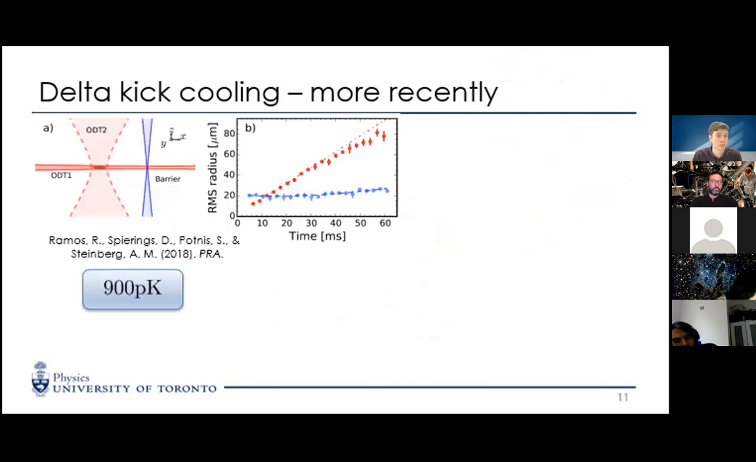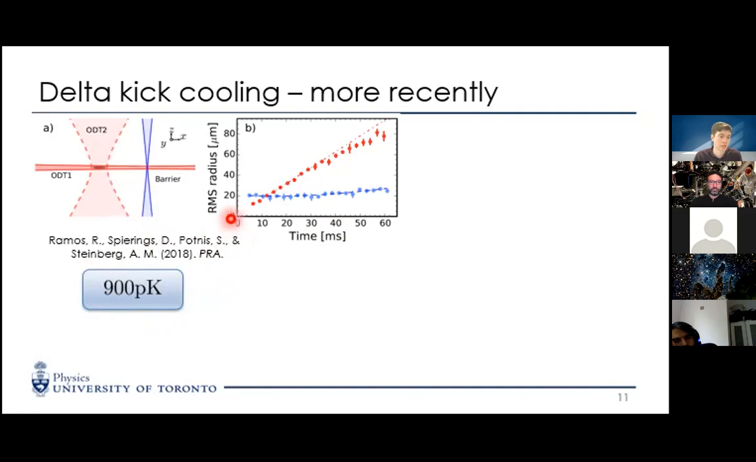More recently, the cooling performance has improved, not only because delta-kick cooling has improved, but also because other cooling techniques have improved. In my time at University of Toronto, we've actually done delta-kick cooling down to 900 picokelvin in a Bose-Einstein condensate of rubidium-87.